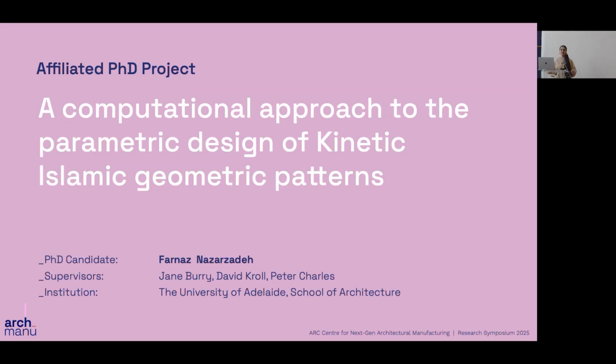Hi everyone, good afternoon. I'm Farnaz, a PhD candidate at Adelaide University, and I'm working on a computational approach to the parametric design of kinetic Islamic geometric patterns with my great supervisors, Jane Burry, David Kroll, and Peter Charles.